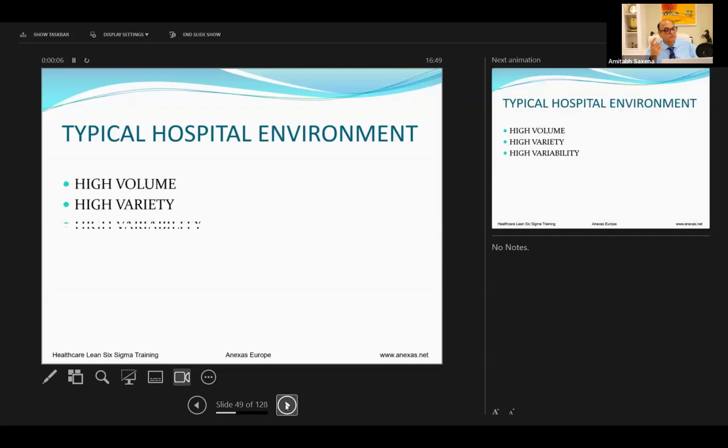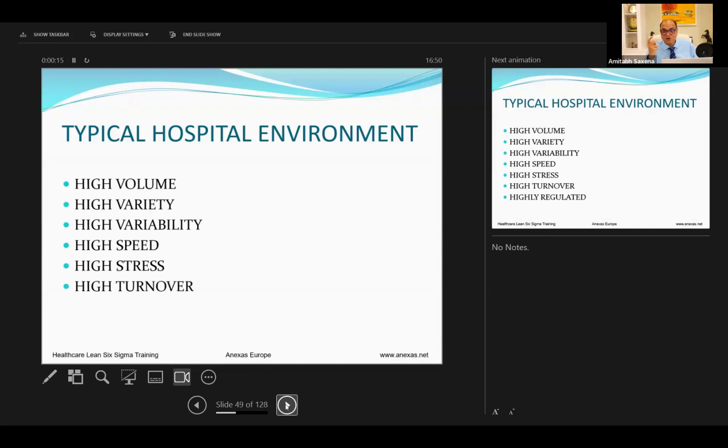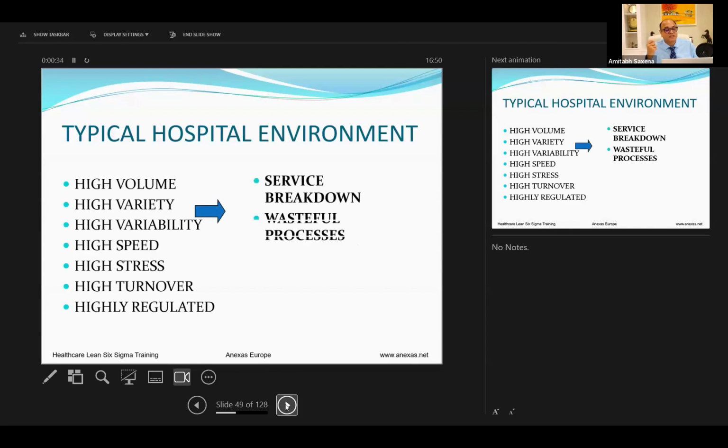So we have high volumes, high variety, high variability, high speed. We have to break down the complex problem into simple problems. A hospital is a complex system. It's not a simple system. It's not a factory. In a factory, you follow certain steps, you always get the expected output. But here, there's a lot of variation. So this leads to service breakdown, wasteful processes, and medical errors.